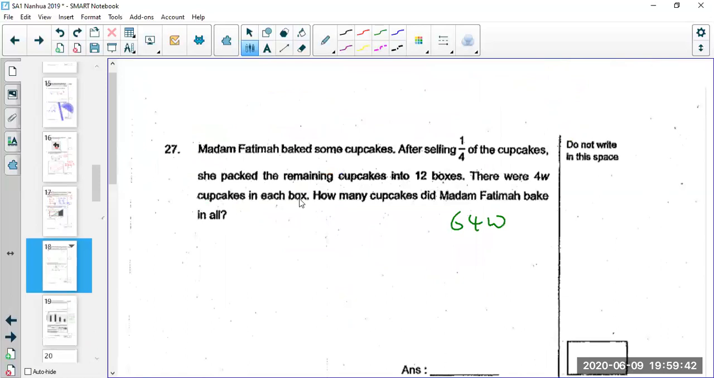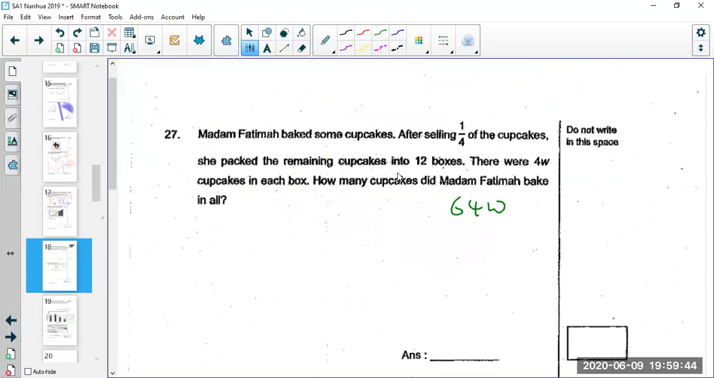Okay, now question 27, maybe looks a little complicated. Madam Fatima baked some cupcakes. After selling 1/4 of the cupcakes, she packed the remaining cupcakes into 12 boxes. There were 4 W cupcakes in one box. How many cupcakes did Madam Fatima bake altogether?